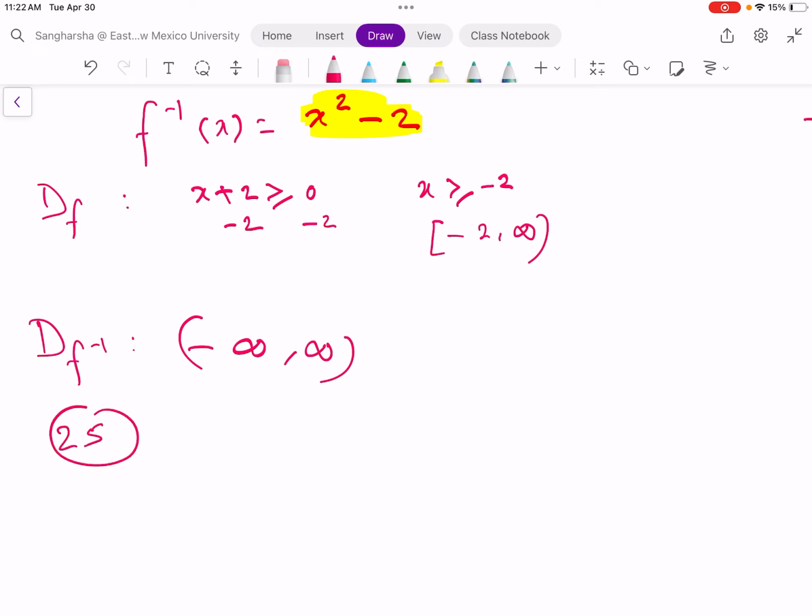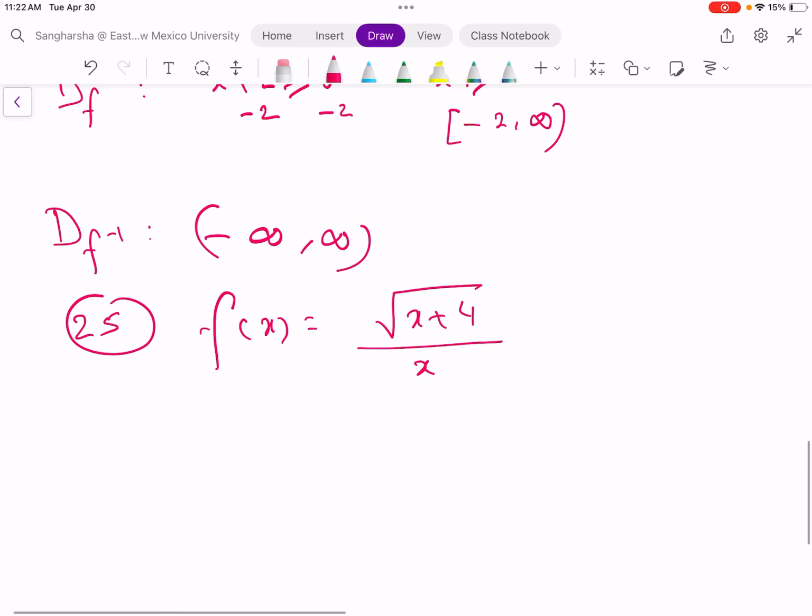So from 25 to 28, we are asked to find the domain of a function. So f of x is equal to square root of x plus 4, divided by x. Okay, so this is a function. We have our variable in the denominator, right? And if we have a variable in the denominator, we don't want a 0 in the denominator, right?